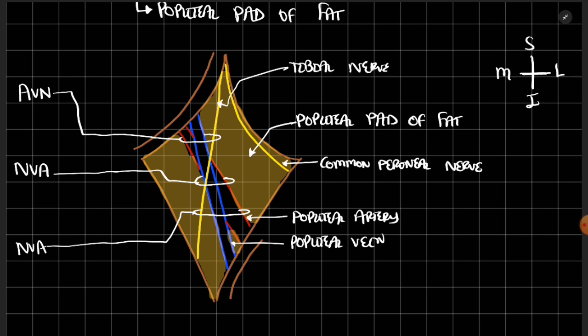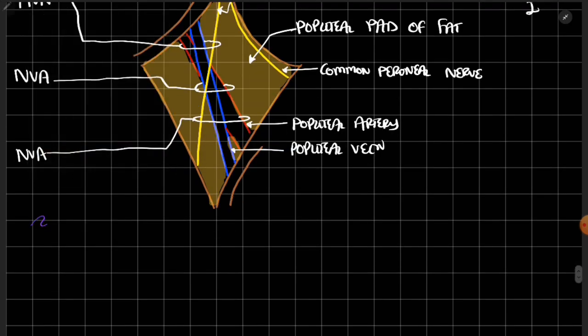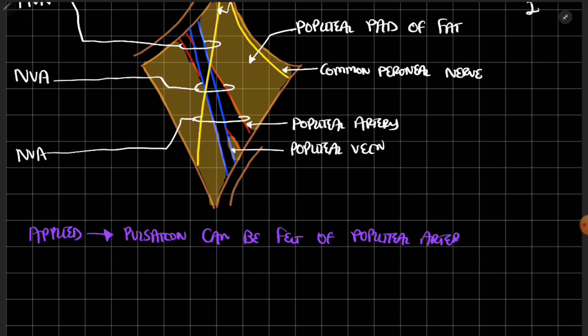Coming to the applied portion of the popliteal fossa. The applied portion is that pulsations of the popliteal artery can be felt in the popliteal fossa. Occlusion of this artery can cause a very major disease in the lower limbs, gangrene, because this is one of the most important arteries going to the leg region.